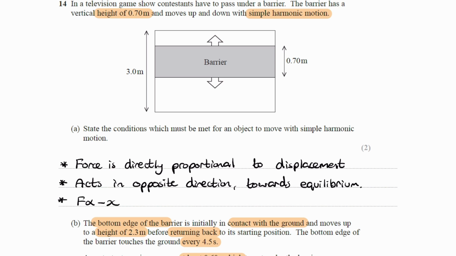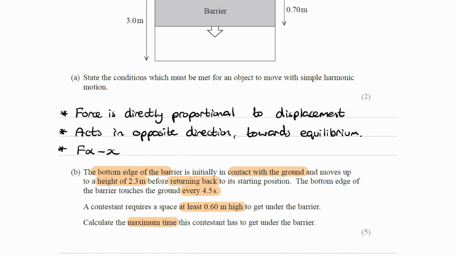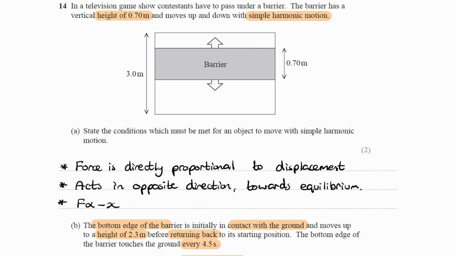So let's model its motion. It says in the text below that the bottom edge of the barrier moves up to a height of 2.3 meters before returning back to its starting position. Looking at our diagram, this makes sense. The bottom edge of the barrier cannot move through the full distance of 3 meters, as the rest of the barrier is in the way. This 0.7 meters of barrier is in the way. So the bottom edge will travel up to a distance of 3 minus the 0.7 meters from the ground before it returns. 3 minus 0.7 meters is 2.3 meters. That's where the 2.3 comes from.